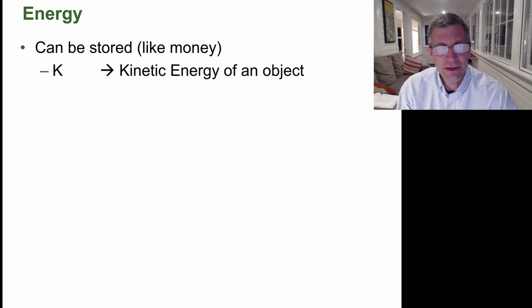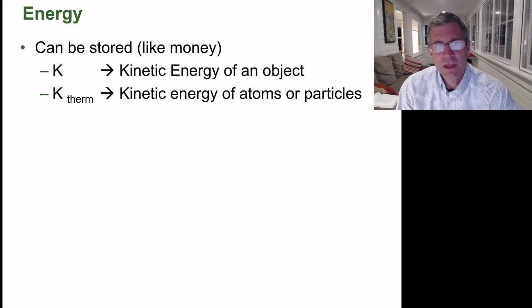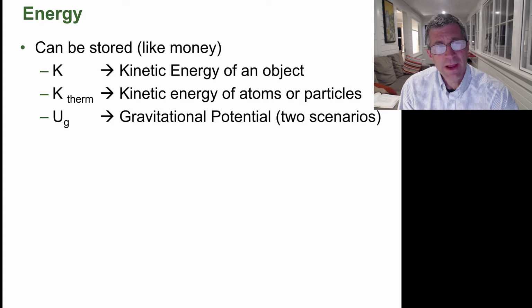We can have kinetic energy. We use K for that. We can have thermal energy. So this is less useful for us, but something that we may have to keep track of. This is the motion of atoms or particles. We'll have gravitational potential energy. Notice we're using U to indicate potential energy.